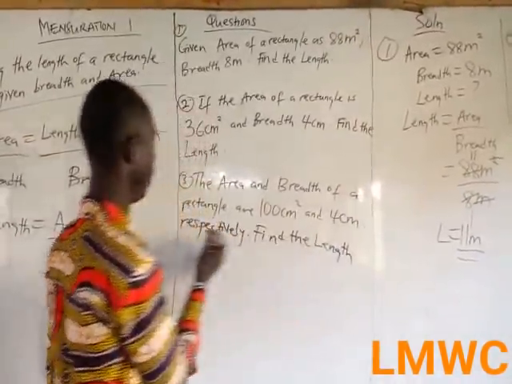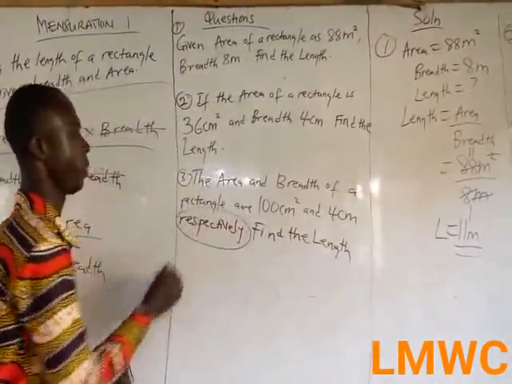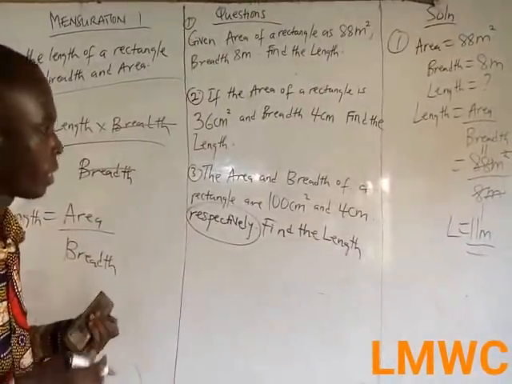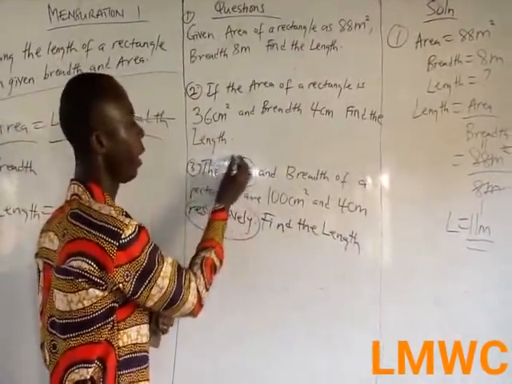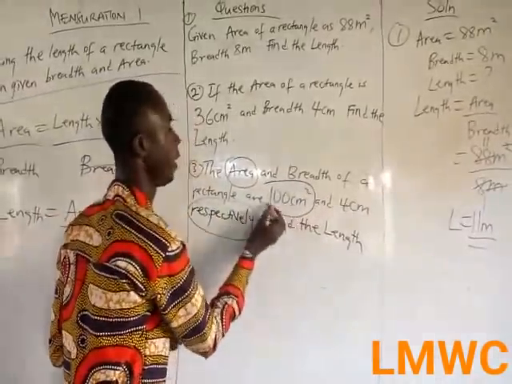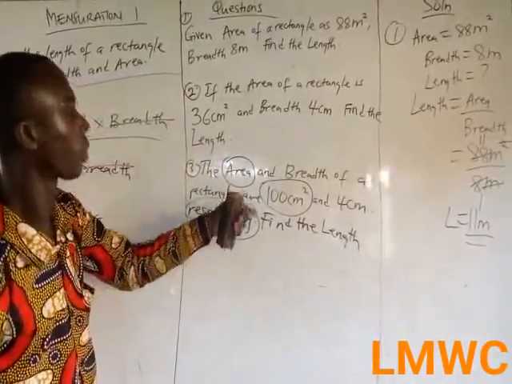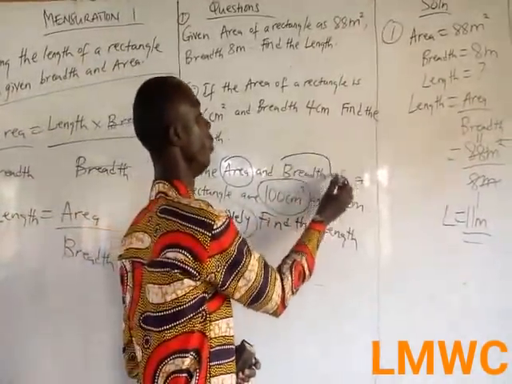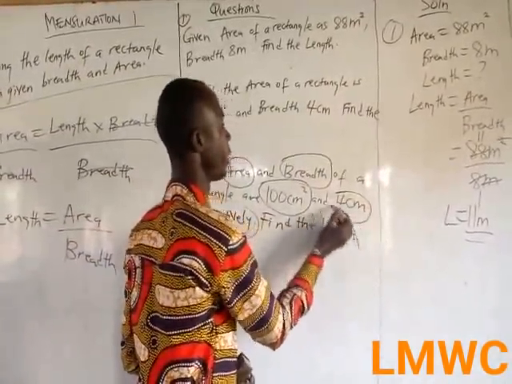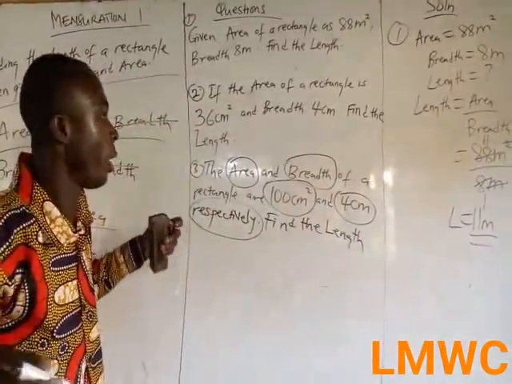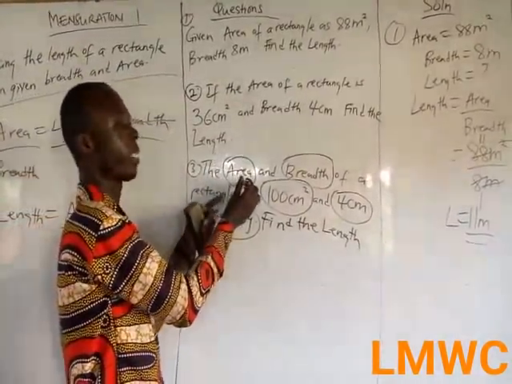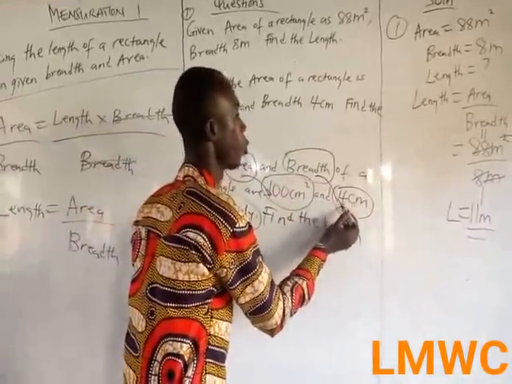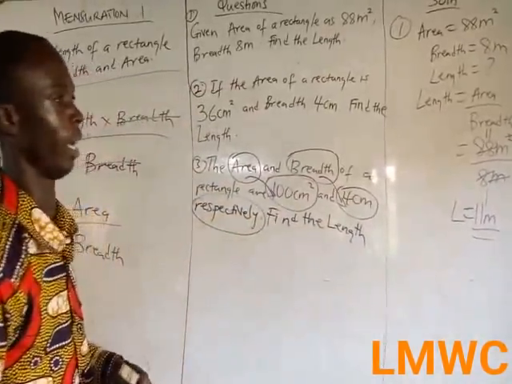Find the length. Take note of this word, respectively. Always, if we say respectively, it means this area will go for this 100 centimeters square, because we know the unit for area is centimeters square and the unit for breadth is what? 4 centimeters. Or the simplest way is that the first name will match the first figure and the second name will also match the second figure.